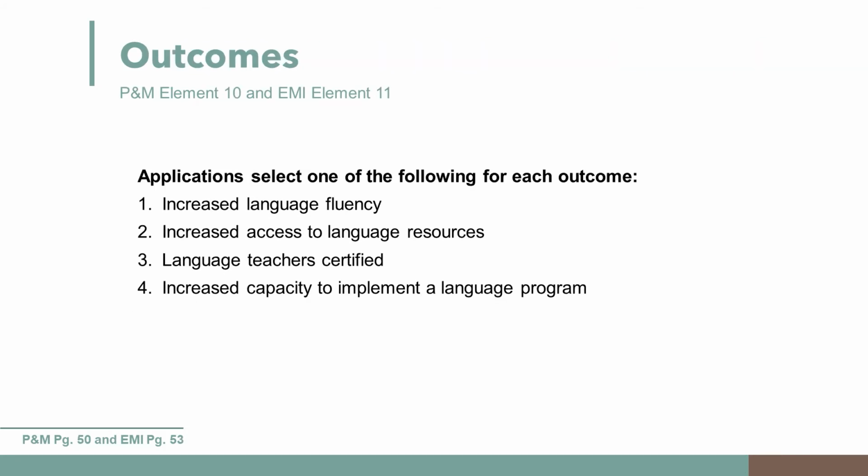For both language PNM and EMI applications, applications must select one of 4 specific categories for each outcome. They are increased fluency, increased access to language resources, teachers certified, and increased capacity to implement a language program. Also keep in mind that language fluency is not the same thing as language proficiency. If the application has selected the outcome of increased language fluency, carefully consider how effectively they will measure this increase.